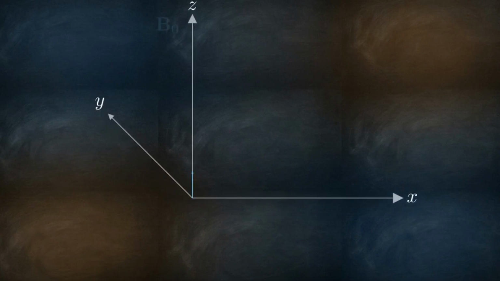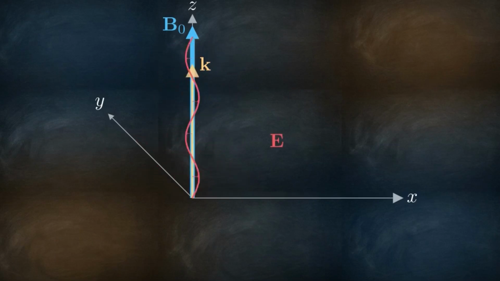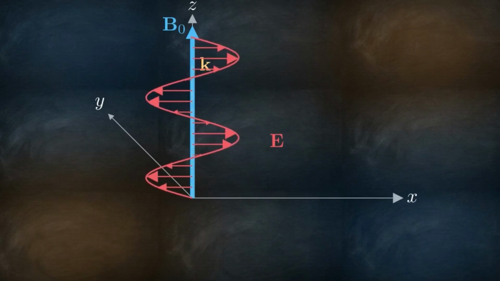We start with a 3D coordinate plane. The thick blue vector represents a uniform, static background magnetic field, called B0, running straight up the z-axis. For an Alfvén wave to exist, the wave propagation vector, k, must run perfectly parallel to that background magnetic field. Meanwhile, the wave's oscillating electric field, E, is strictly constrained to the perpendicular x-axis.